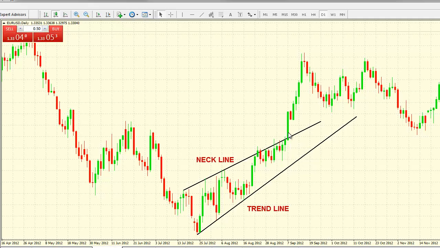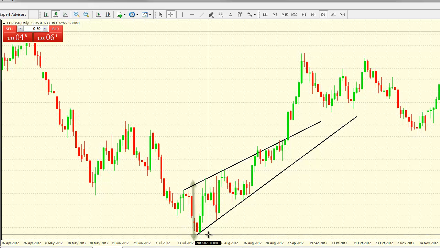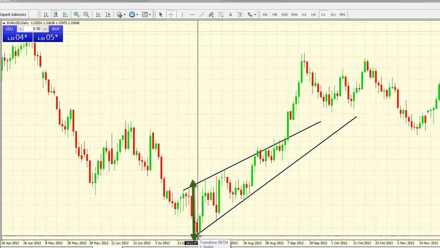Once the price broke above the neckline considerably, the pattern would be triggered and the trader would consider buying the underlying instrument, which is the euro dollar in our case. The price is expected to trend higher up to the minimum objective of this pattern. The minimum objective is the perpendicular distance between the head and the neckline.